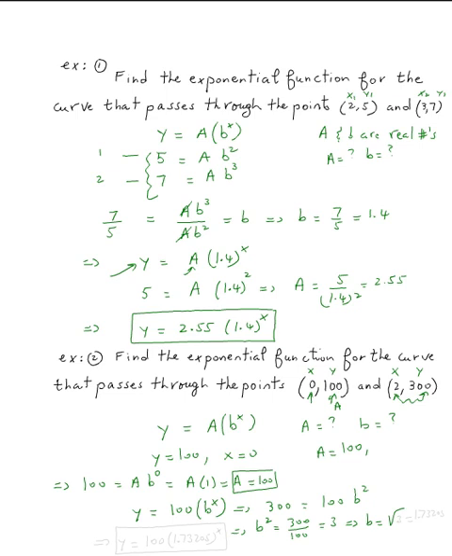Therefore, b is equal to the square root of 3, which is 1.73. Let's use more decimals, 1.73205. And the final answer will be y equals a, which is 100, times b, which is 1.73205, everything to the x. And we're done with this example.